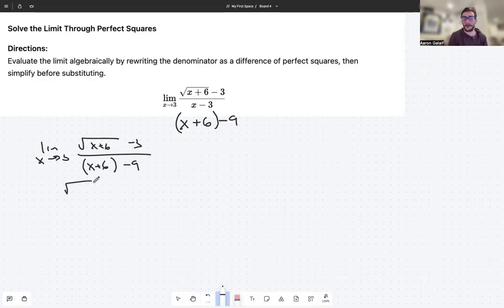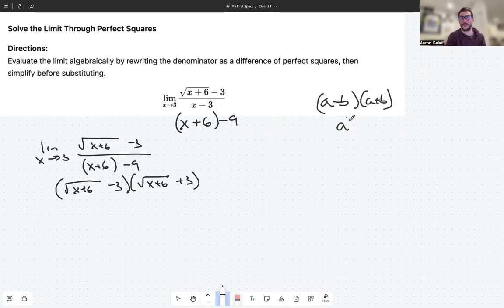Now I'm going to break that down even further because x plus 6 minus 9 can be rewritten as a perfect square, where I can take the square root of x plus 6 and then the square root of 9. And we can see that perfect square works perfectly. Square root of x plus 6 times square root of x plus 6 is x plus 6. -3 times +3 is a -9. Kind of the a minus b, a plus b turns into a squared minus b squared.